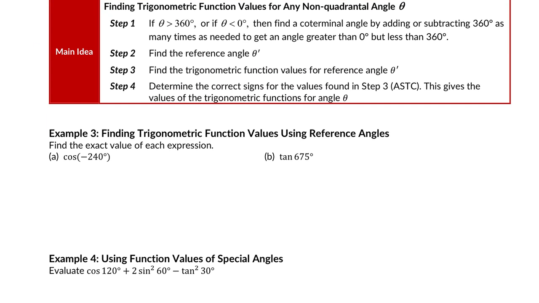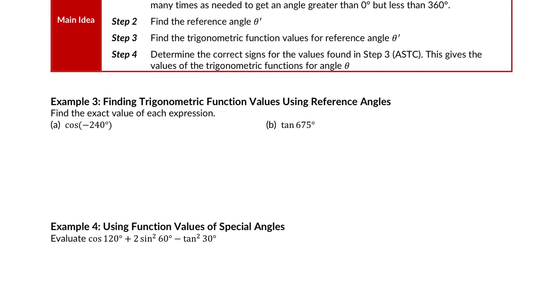That wants us to find the exact value of cosine of negative 240. So now we're going to put the two pieces together. We need to start by sketching the angle so we can find the reference angle, and then we'll do the trig with that acute angle. So let's draw negative 240 degrees.